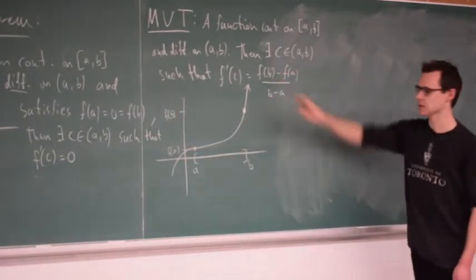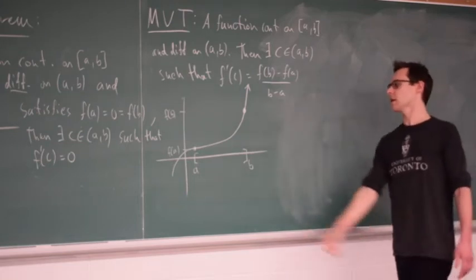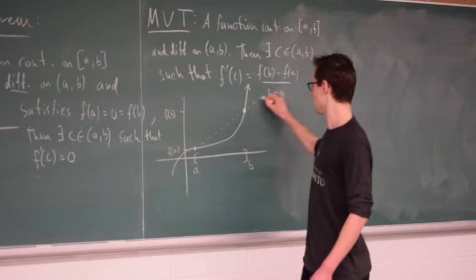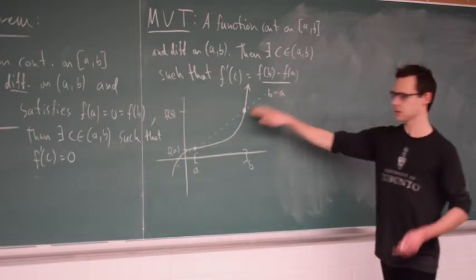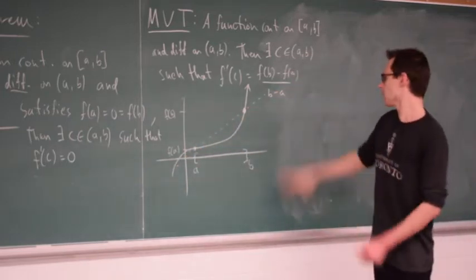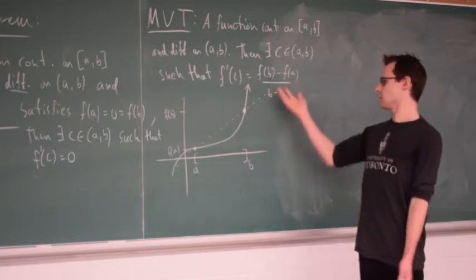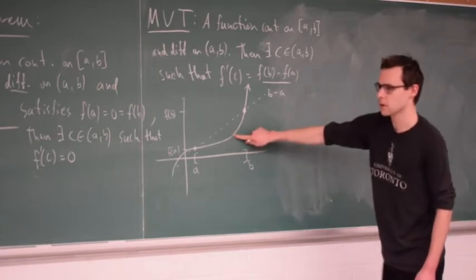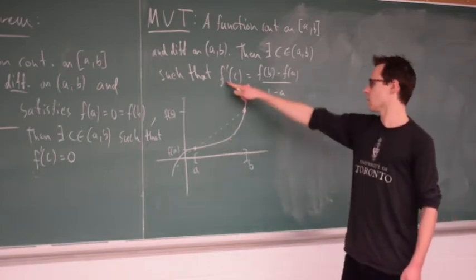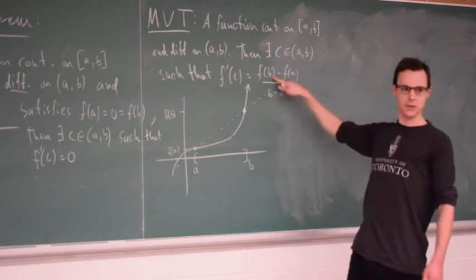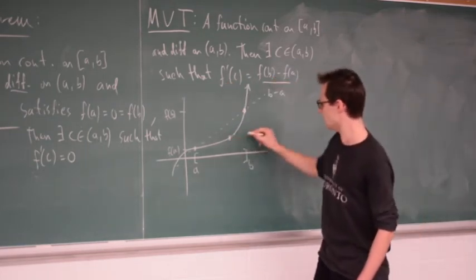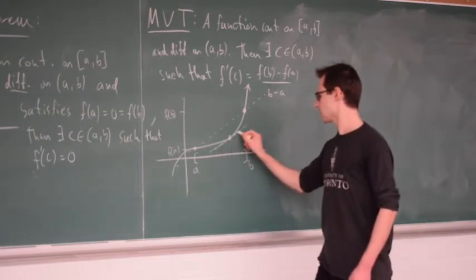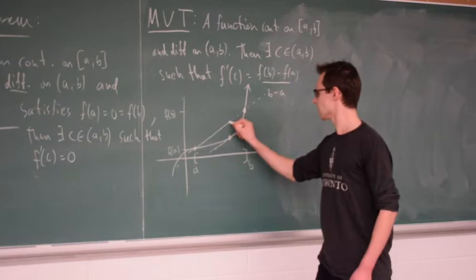Okay? This is just the slope of the secant line, or the line connecting these two points over here. All right? Let's just draw that in a dotted way. There we go. There's the secant line. Okay? So, with slope f of b minus f of a over b minus a. So what the mean value theorem is saying is that there exists a point somewhere in the middle here where the derivative, or the slope of the tangent line to f, is exactly equal to this slope. There exists a point somewhere here, it would be, on this graph, where the tangent line has exactly the same slope as the secant line.